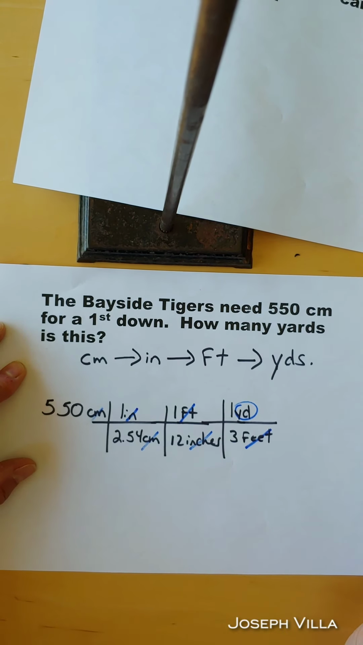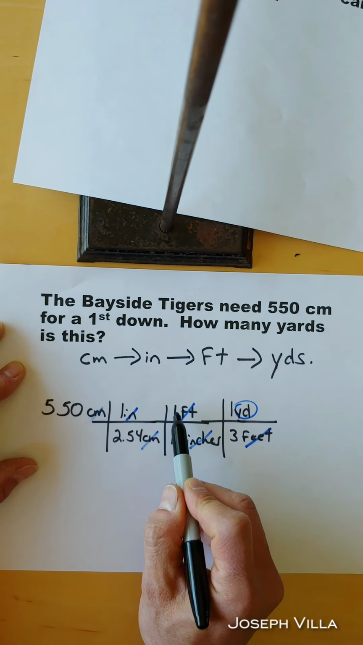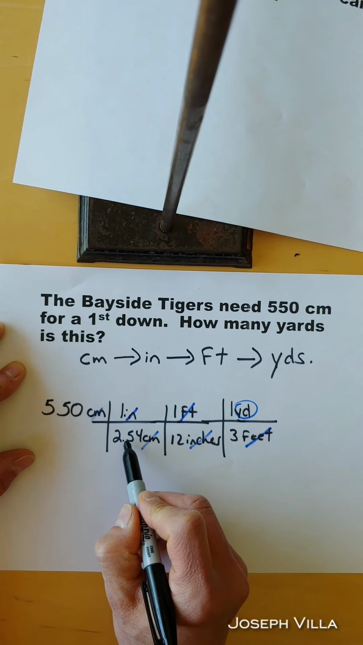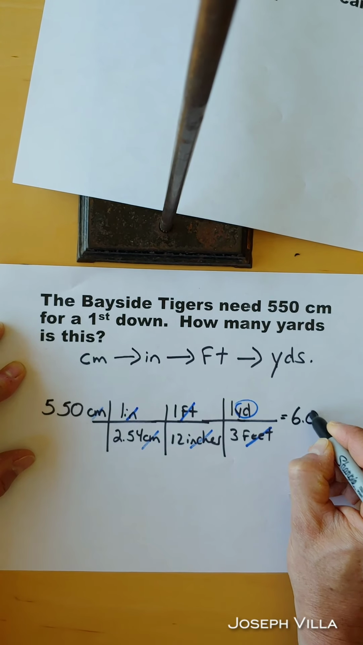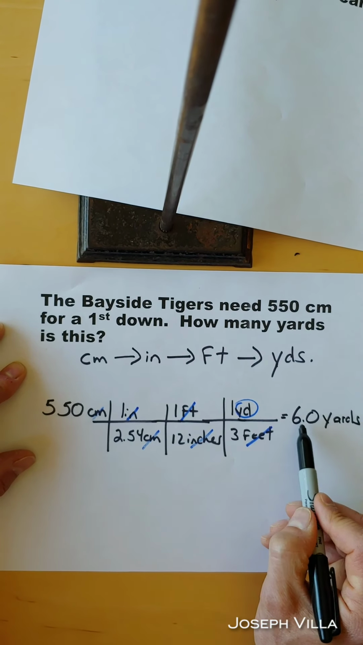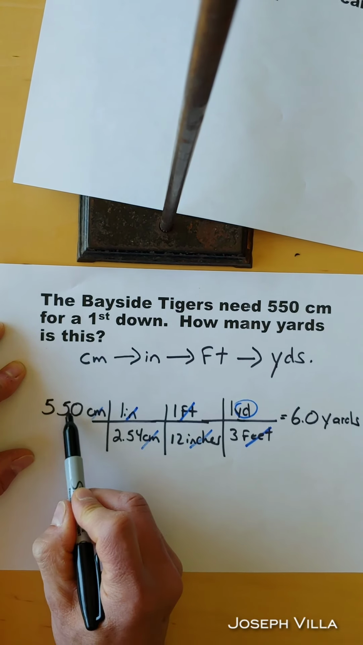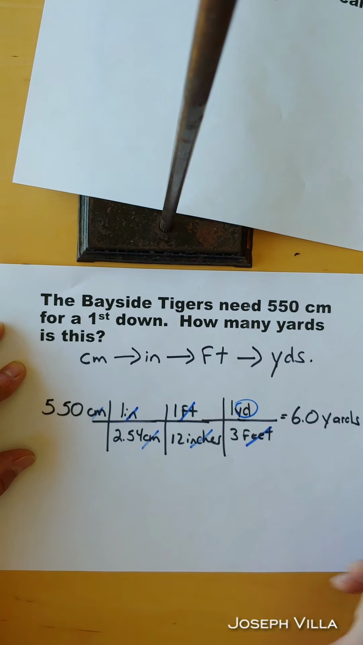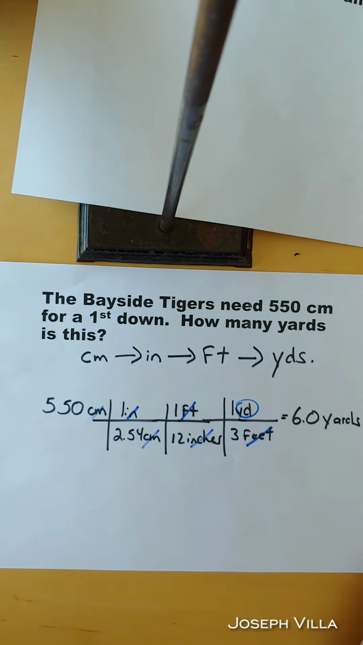So it's always important to check your units to make sure everything matches up. So 550 times 1 times 1 times 1 divided by everything on the bottom, which would be 2.54 times 12 times 3. And so when I do that, I end up with 6.0 yards. I've got 2 significant figures in my answer, 6.0, because the original measurement of 550 also had 2 significant figures. So it is 6 yards until the Bayside Tigers get their first down.